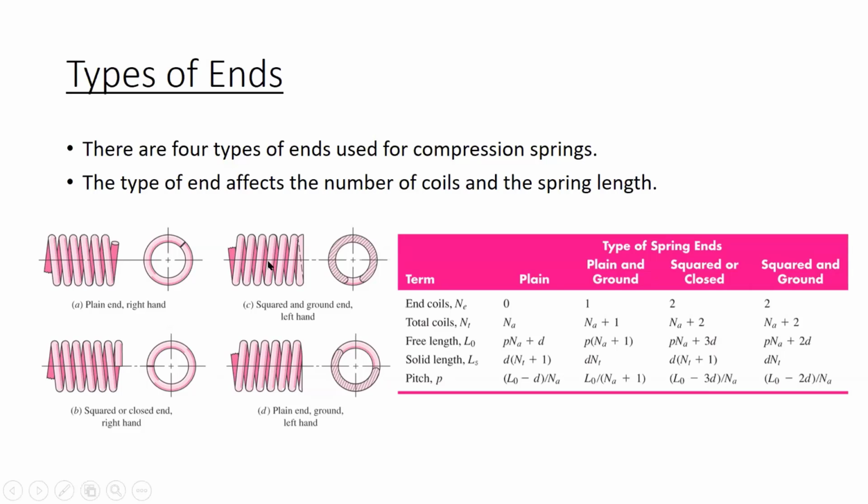A spring with squared and ground ends is one where the helix angle has been deformed to 0 and the end of the spring has also been ground so that it is flat. For important applications, squared and ground ends are preferred because a better load transfer is obtained when you have this nice flat platform. Lastly, a plain end that is ground is one where the helix angle hasn't been deformed to 0 at the ends, but the ends have been ground flat.